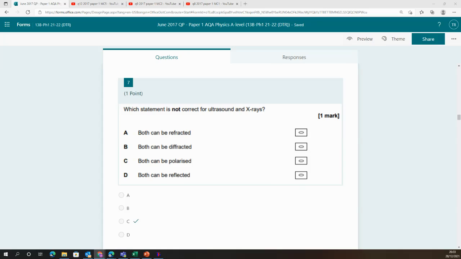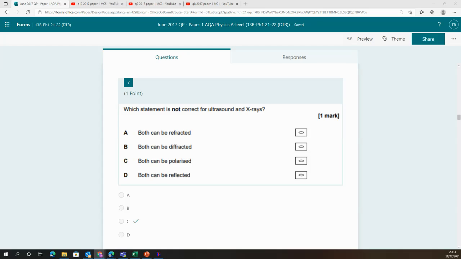So the refraction part is any change of medium. For X-rays, it might be going from one medium to another, such as into glass. For ultrasound, it could be glass as well. Could be going from air to glass. It changes speed, then you will get refraction.